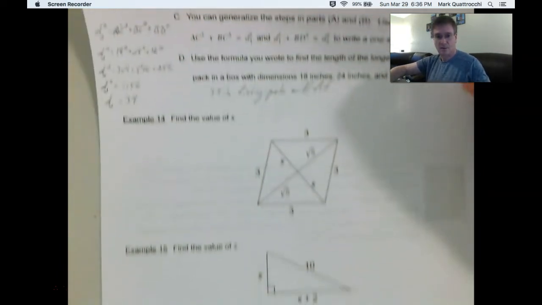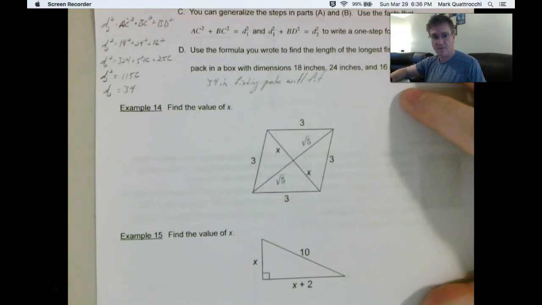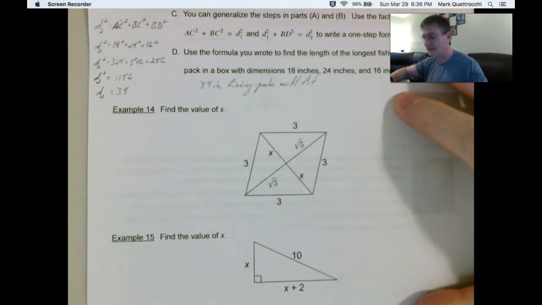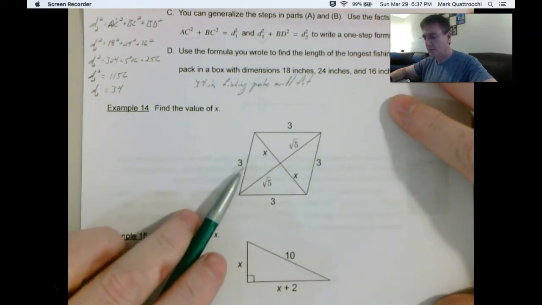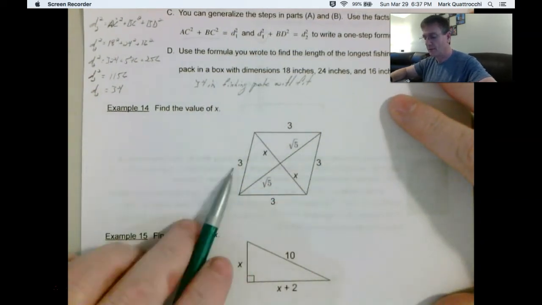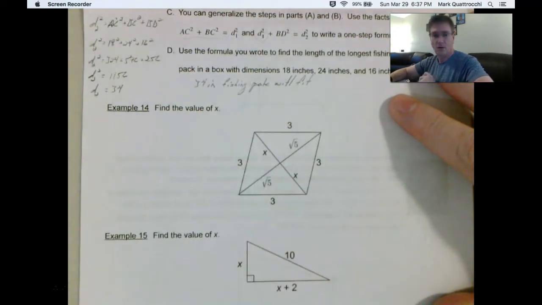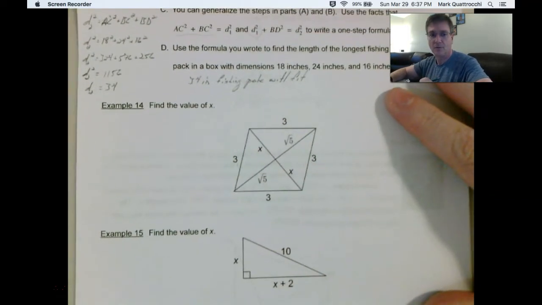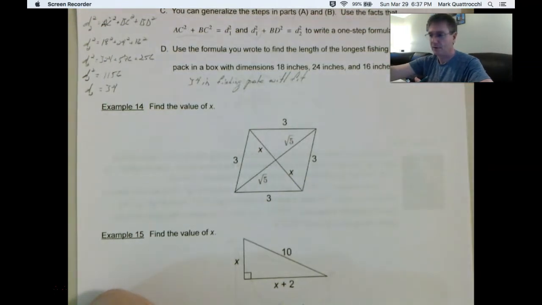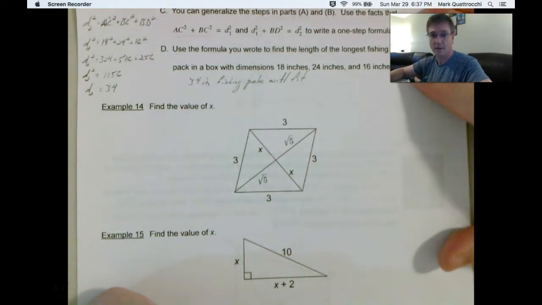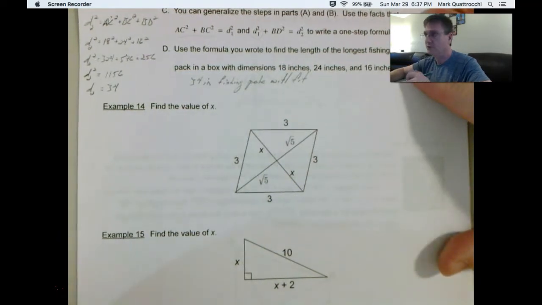Okay, example 14. Find the value of x. Again, how do we do this? Well, what type of a quadrilateral is this? All four sides are the same, making it a rhombus. Well, we just finished chapter 8 on quadrilaterals. I'm sorry, chapter 8 was similarity. Chapter 7 was quadrilaterals.